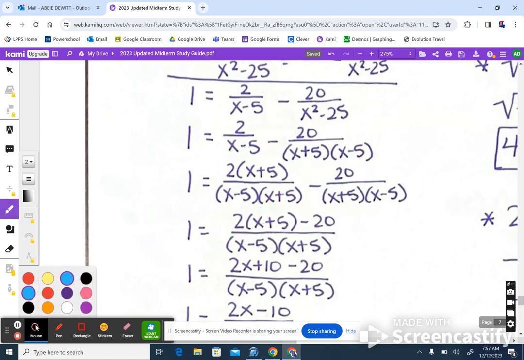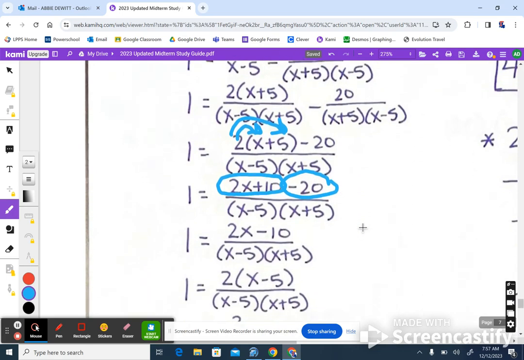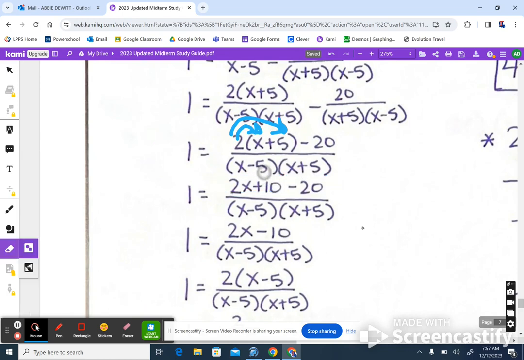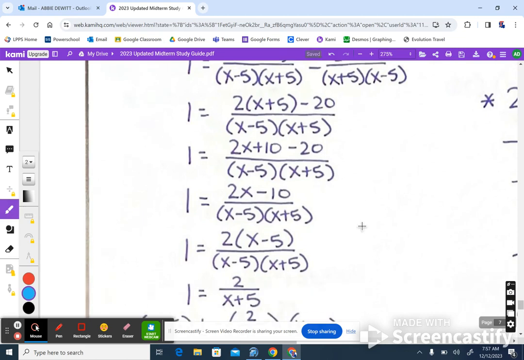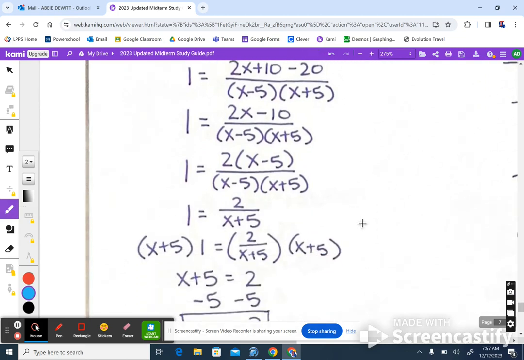Then, to go to the next step, I distributed the 2x and the 2 times 5 and got the 2x plus 10. That's where I distributed. And then minus 20. Then I added my like terms, 10 and negative 20. 10 and negative 20 gives you negative 10. So now I have 2x minus 10. Then I factored out my GCF of 2 from 2x minus 10. When I factored out my GCF of 2 from 2x minus 10, that gave me x minus 5.